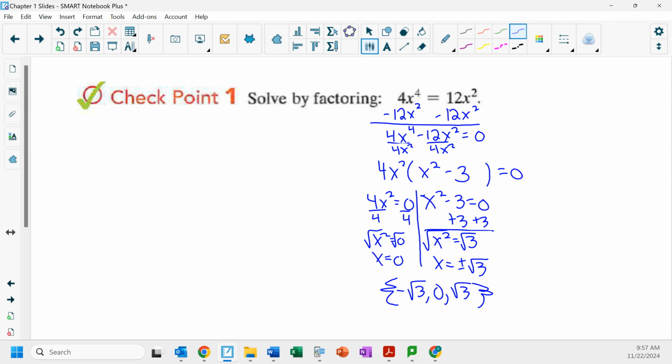Now it did say to check, so we'll check for this one, but unless we really have to check, which we'll talk about later when you absolutely have to check, this is just double checking that our answer is right. So if I check 0, 0 is the easiest one. I'd have 4 times 0 to the fourth equals 12 times 0 squared. 0 to any power is 0. 0 times anything is 0. So we get 0 equals 0. So that checks out. So we know that one's good.